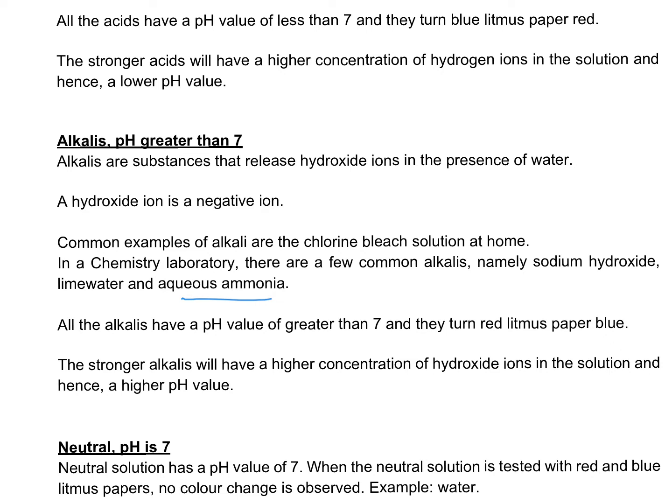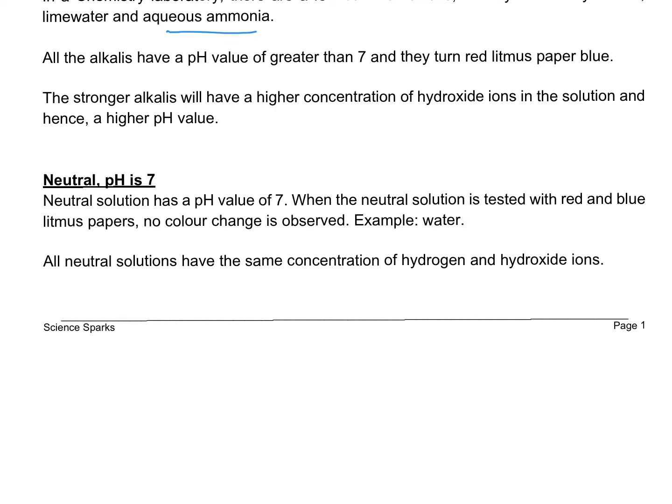Now, the stronger the alkalis, the higher the concentration of hydroxide ions in the solution and they have a higher pH value. Which means your alkalis have more hydroxide ions in the solution. Next, for neutral solution, they have a pH of 7. When the neutral solution is tested with red and blue litmus paper, no color change is observed. An example of neutral solution is your pure water. All neutral solutions will have the same concentration of hydrogen and hydroxide ions. It's the same amount of hydrogen and hydroxide ions.